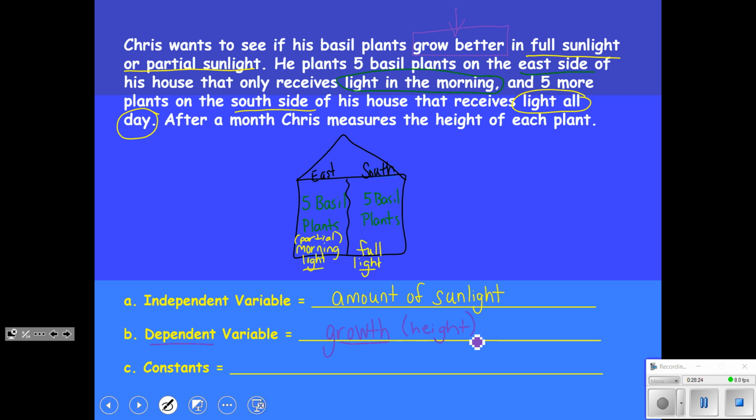All right, so we know that one of them is going to be your control, one of them is going to be your experimental. So for this, I could kind of pick. So I'm going to say that my experimental is the full sunlight.